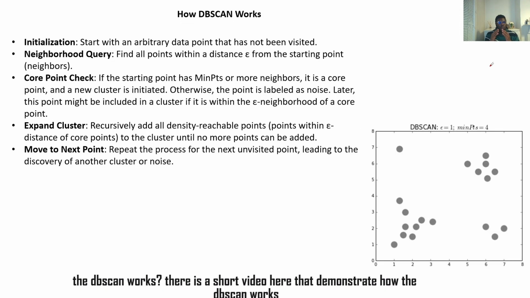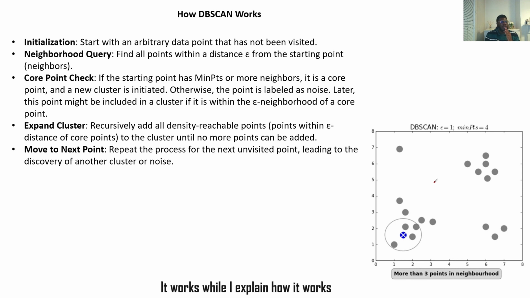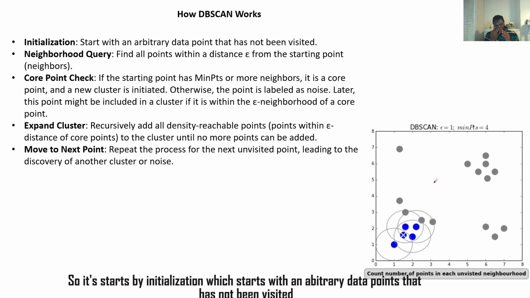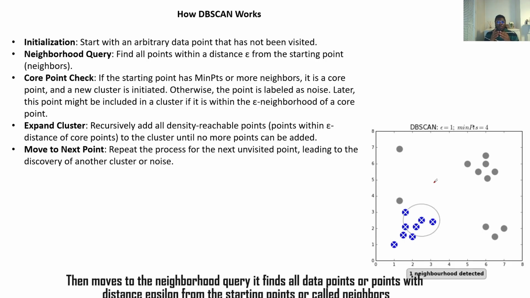How does DBSCAN work? There's a short video here that demonstrates how DBSCAN works. It works while I explain it. It starts with initialization: it starts with an arbitrary data point that has not been visited. Then it moves to the neighborhood query. It finds all data points within a distance epsilon from the starting point, called neighbors.